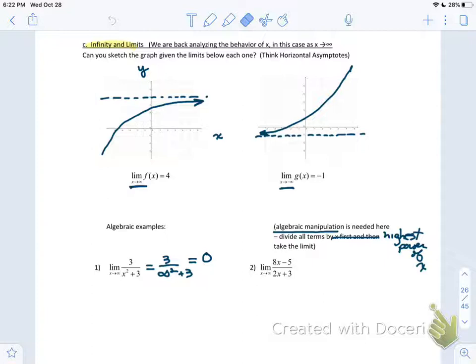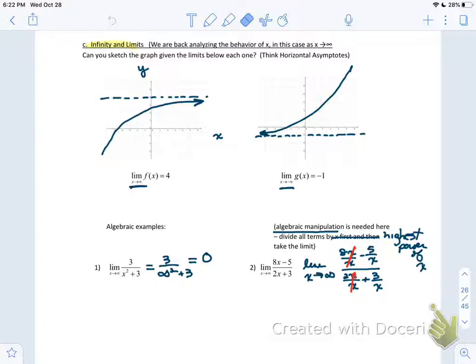Okay, so the highest power of x in this situation is just x to the 1. So the limit as x approaches infinity is going to be: take every term, divide by x. When you do this, you don't change anything. You just change the way it looks. Now cancel where appropriate. These x's cancel. These x's cancel. So since the x's cancel, you just have an 8 in the top and a 2 in the bottom.